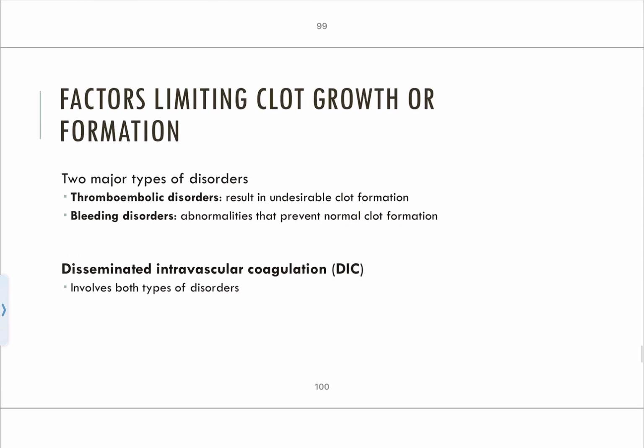When we're talking about blood clotting, there are two major types of disorders. One is thromboembolic disorders, and the other would be bleeding disorders. If we're talking about thromboembolic disorders, these typically result from conditions that cause undesirable clot formation. If we're talking about bleeding disorders, this has to do with abnormalities that prevent the normal clot from forming to begin with. We also have something called disseminated intravascular coagulation, or DIC. And DIC has characteristics of both thromboembolic disorders as well as bleeding disorders, and involves really widespread clotting and severe bleeding.